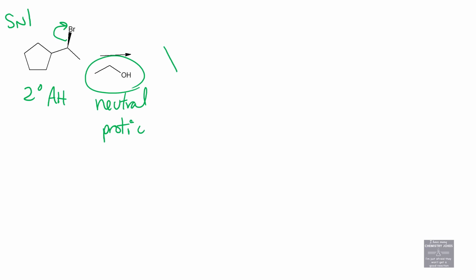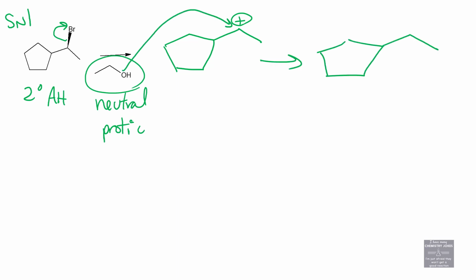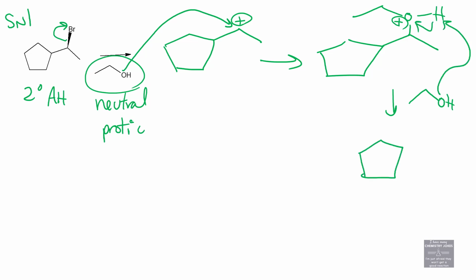The leaving group leaves and leaves behind a carbocation. That carbocation can be attacked by my nucleophile. It's ethanol this time. Ethanol attacks and brings the hydrogen and the two carbons along for the ride. And another ethanol comes to clean up. Clean up, clean up. Everybody clean up. There's my ether product. Isn't it fabulous?